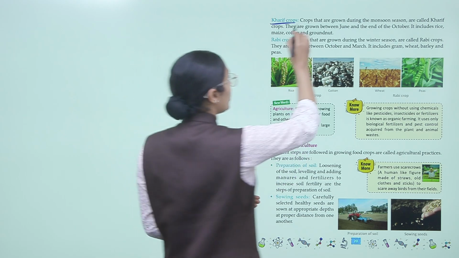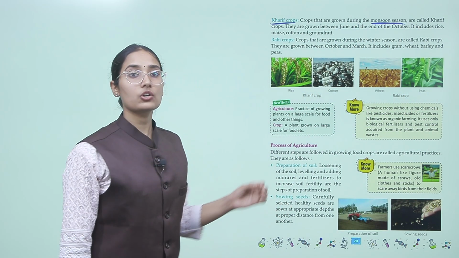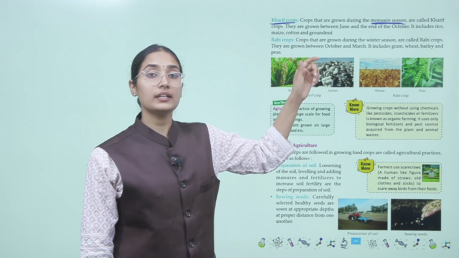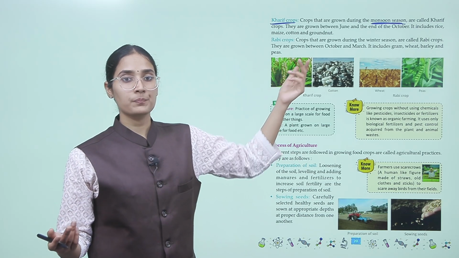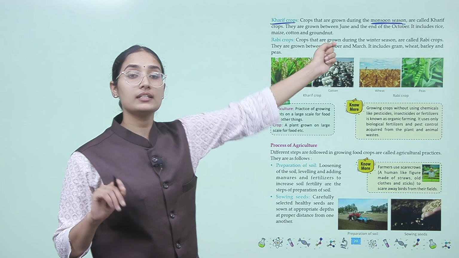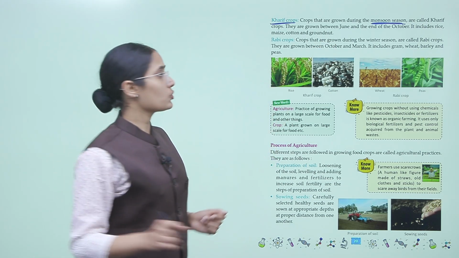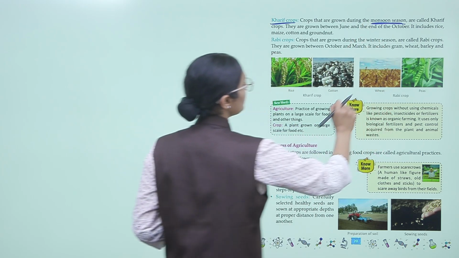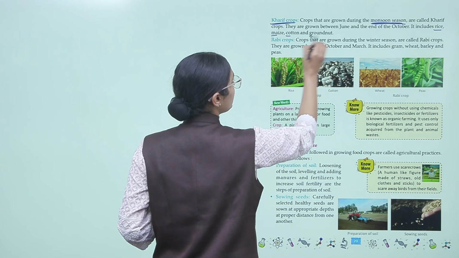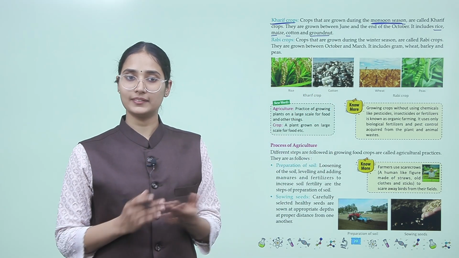See, the crops that are grown during the monsoon season are called Kharif crops. Basically, these are the crops that need more water, right? The seeds are put into the soil during the monsoon season, when the water in the soil is maximum. So, by this we can understand that rice, maize, cotton and groundnut are the kinds of seeds that require more water, right?